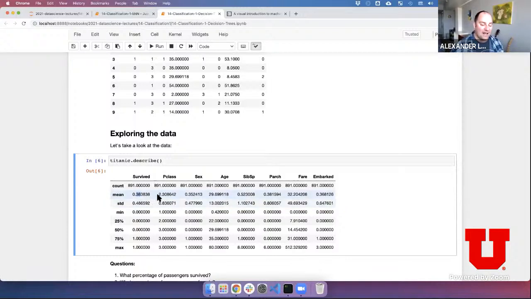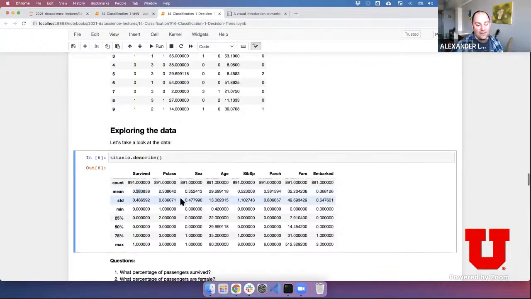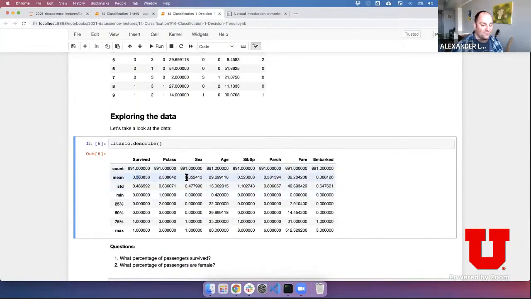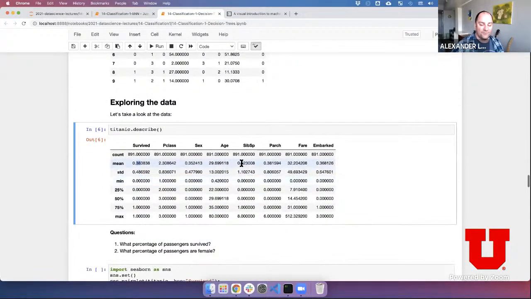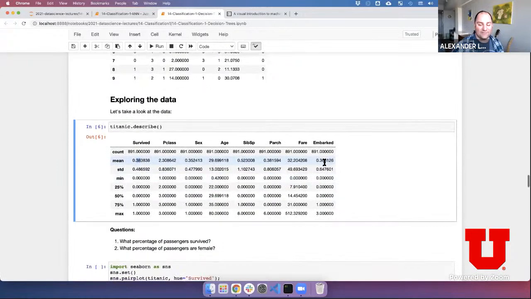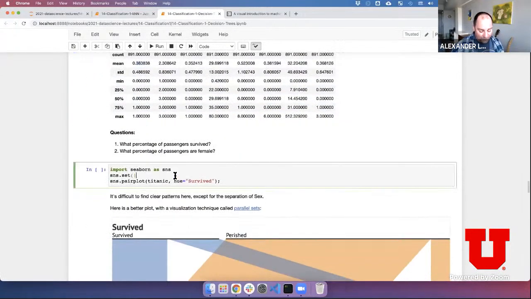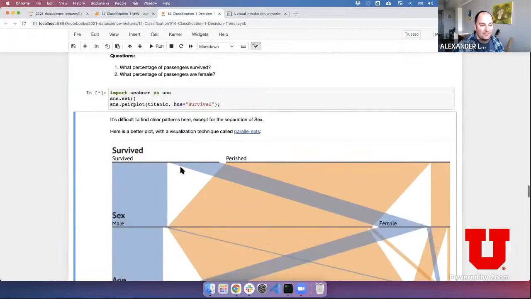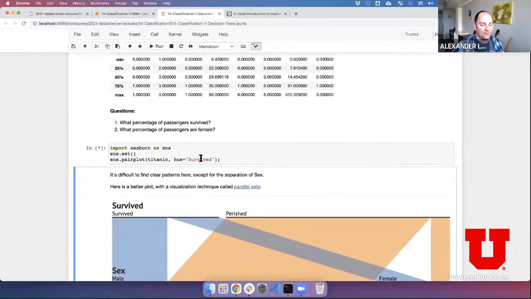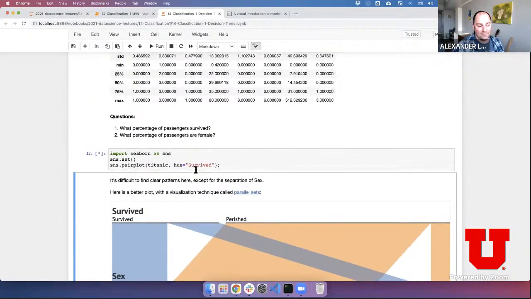Our mean class, with first class, second class, and third class, is 2.3. Our mean sex is 0.3. We have labeled males as 0 and females as 1, so that means we have more males than females. Our mean age is 29. We have 0.5 siblings or spouses, and so on. And we can look at this in a scatterplot matrix, as we usually do. This will render in a second.